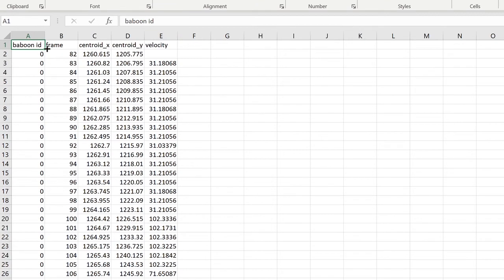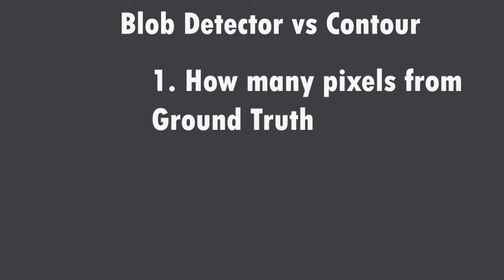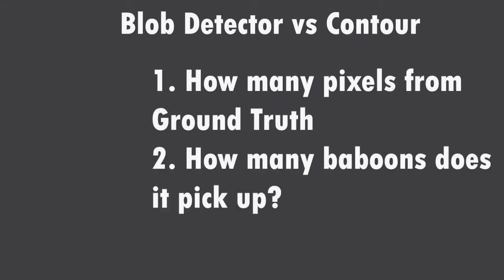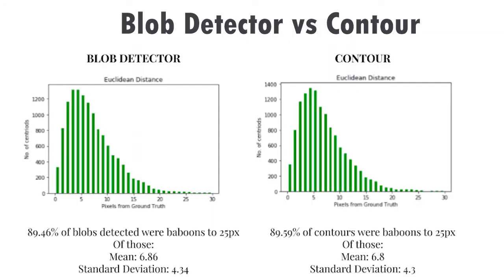Using both CSV files, I used a KD tree to find the nearest ground truth centroid to each baboon that was detected using the blob and contour methods. I measured the Euclidean distance to determine: 1. How many pixels away are each of these points from the ground truth data? And 2. How many instances of the baboon out of all the baboon instances in ground truth is this method going to pick up? The results ended up roughly the same. Both picked up the majority of baboons within 25 pixels, but only picked up about 10% of the 25,000 baboon instances. Because they're roughly equal, we went with a blob detector.